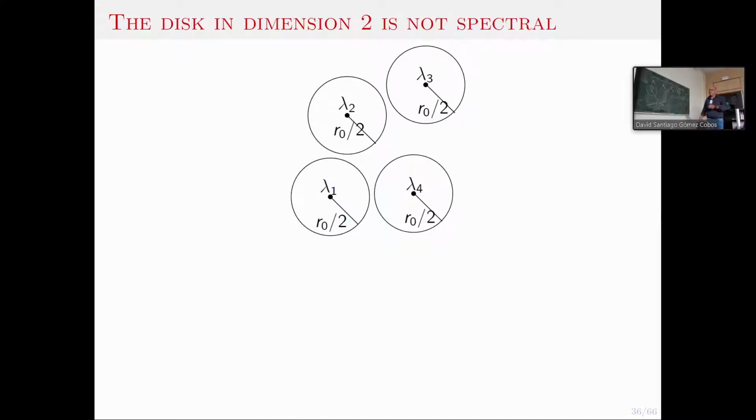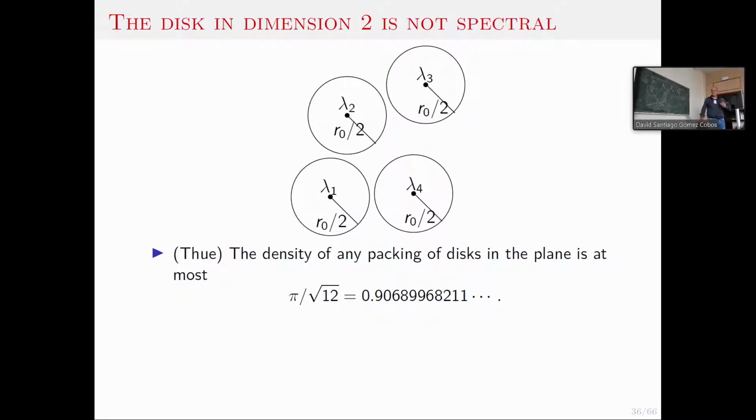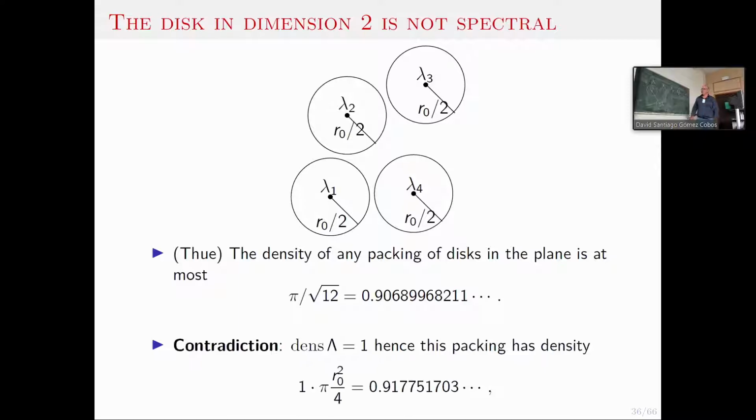Well, this is the theorem of Thue, perhaps more than 100 years ago. The density of any disk packing in the plane, with equal disks, is at most pi over root 12, which is about 0.906 and so on, which is already quite big in my intuition. You can get at most that. This is Thue's result. All right. So what do we have? Well, we have that the density of our lambda is 1, because it's a spectrum of an object of volume 1.